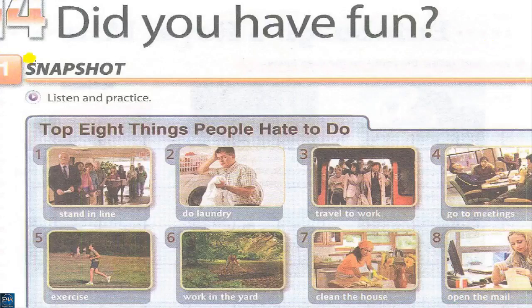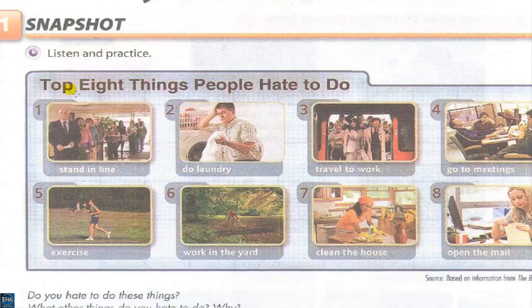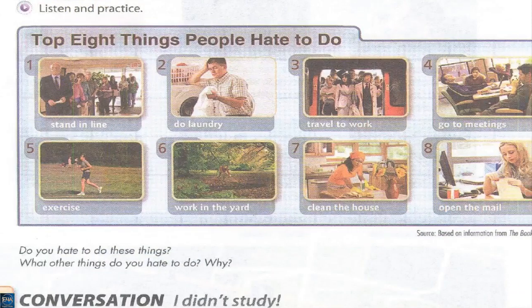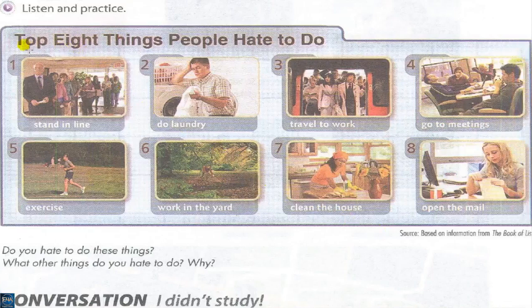Unit 14. Did you have fun? Page 92. Exercise 1. Snapshot. Top 8 things people hate to do. Listen and practice. 1. Stand in line. 2. Do laundry. 3. Travel to work. 4. Go to meetings. 5. Exercise. 6. Work in the yard. 7. Clean the house. 8. Open the mail. Listen and repeat. Top 8 things people hate to do. Hate to do, people don't like to do. What are the 8 things people don't like to do?